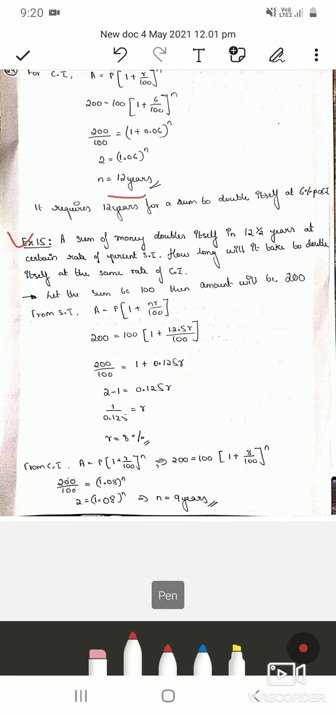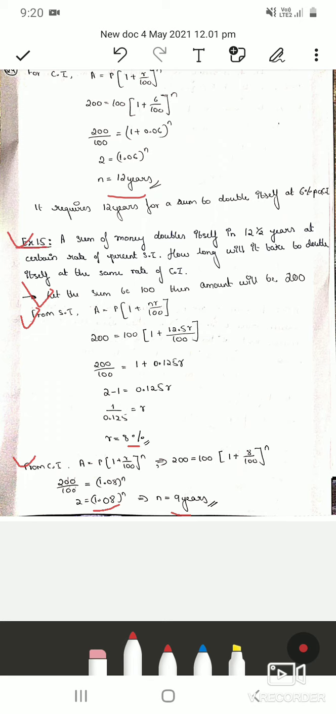So the 15th problem is, a sum of money doubles itself in 12.5 years at a certain rate percent simple interest. How long will it take to double itself at the same rate of compound interest? So this is the same problem like the previous one. Go through it. So take the sum to be 100. First find the rate of interest from simple interest using the formula, and then take the same rate of interest, substitute it in the amount formula and find out n using logarithms. You will get the answer as 9 years.